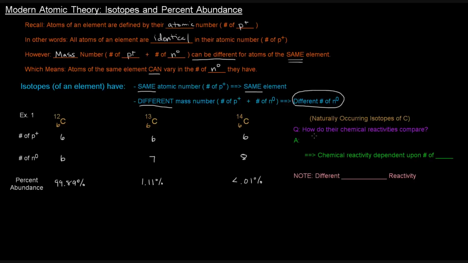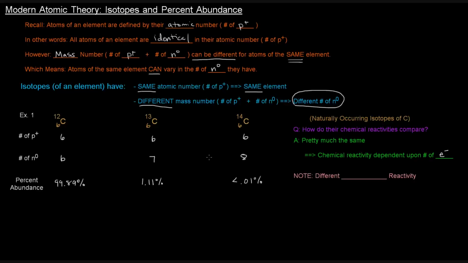So a question that often comes up is, we've got these different isotopes of the same element, but how do their chemical reactivities compare? Do they all react differently? Do they act the same? The answer is that they're pretty much the same. They react chemically pretty much the same, because chemical reactivity is not dependent on the number of neutrons. It's dependent on the number of electrons, and we'll talk more about that later.